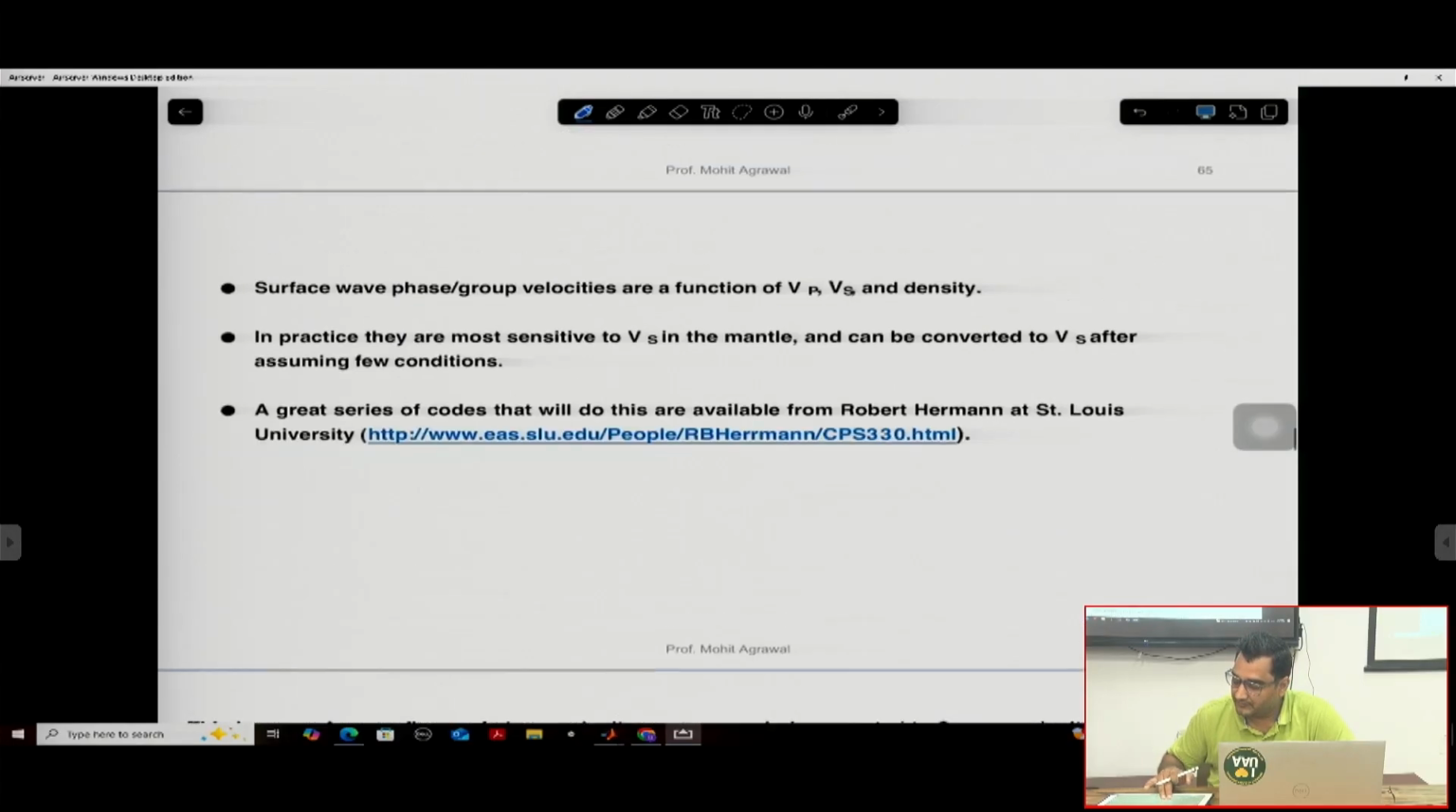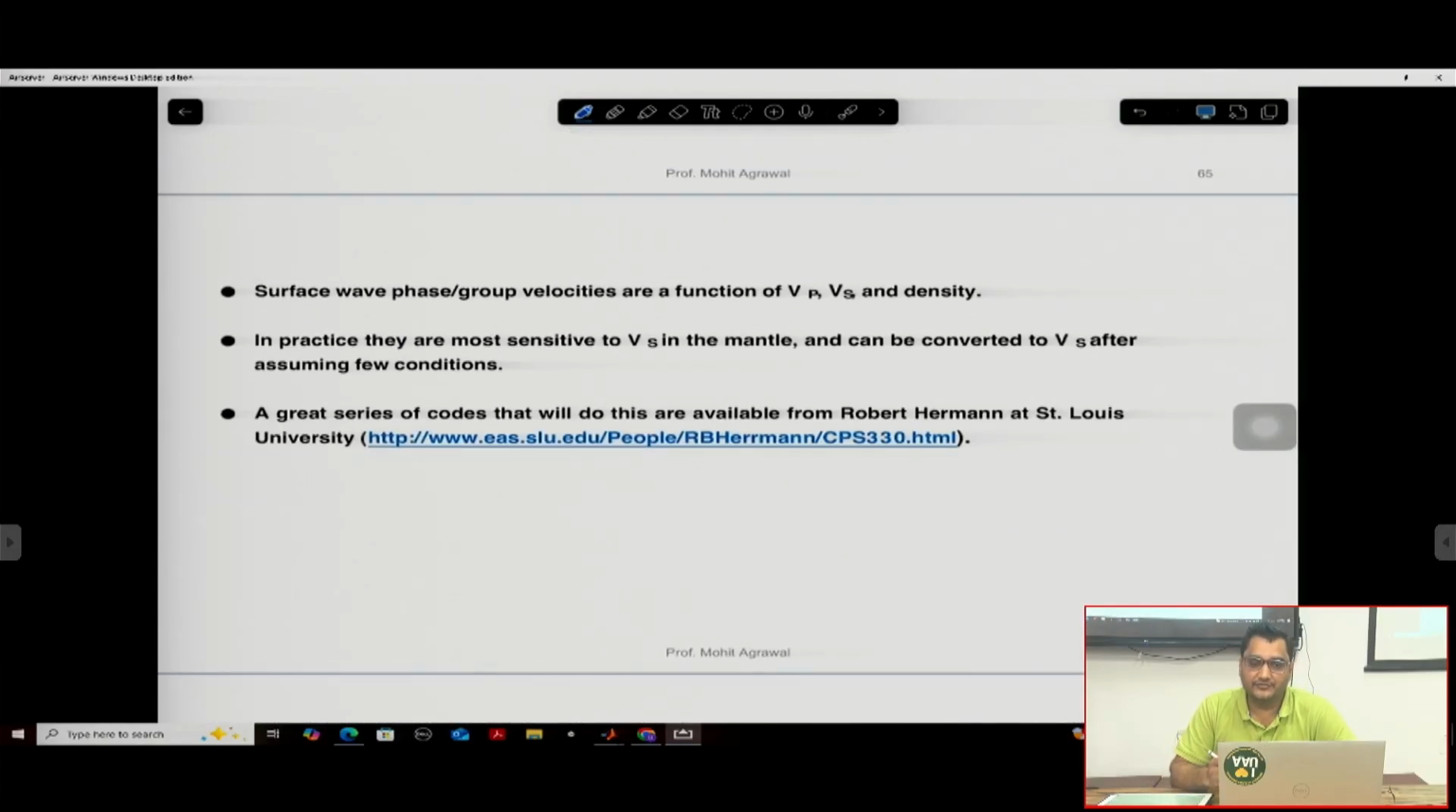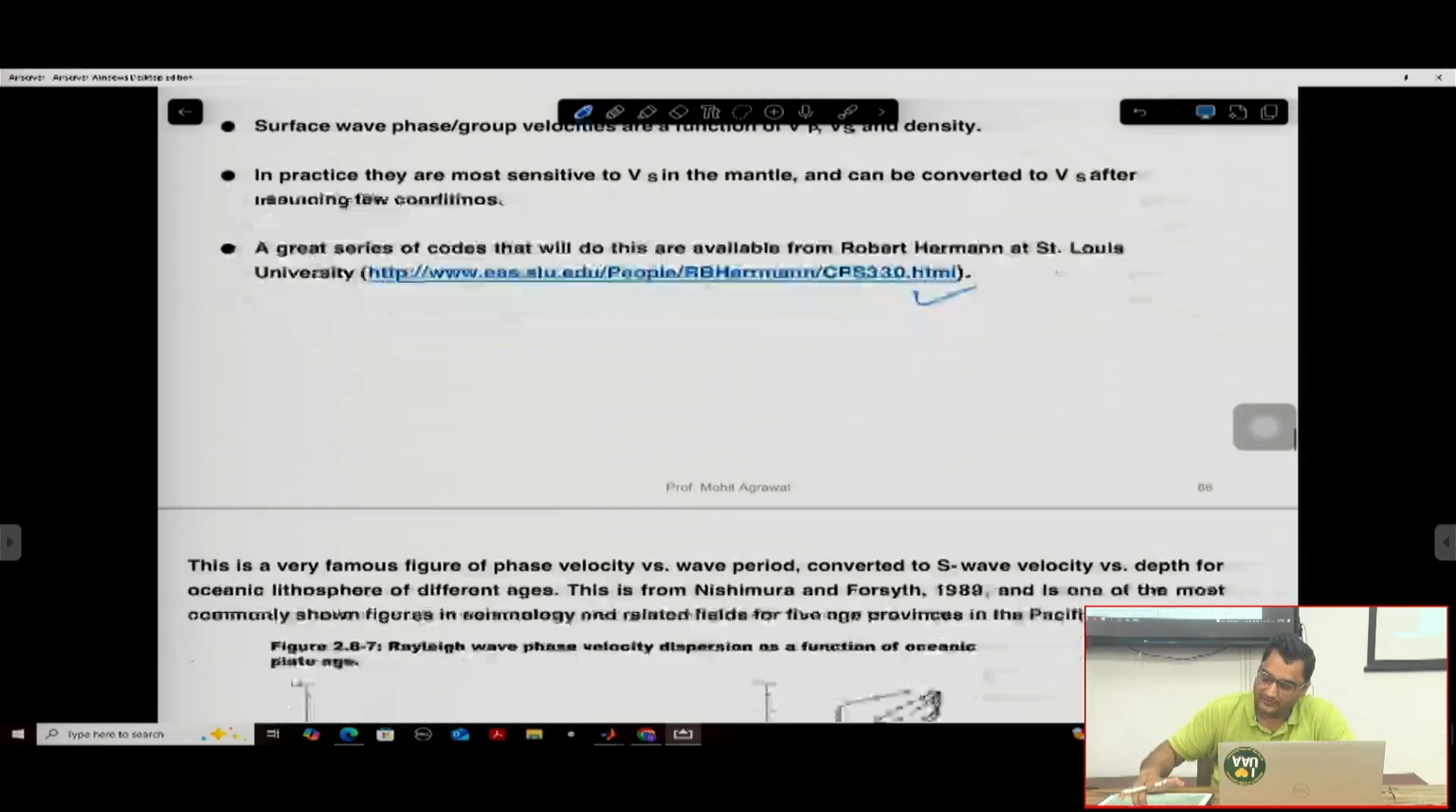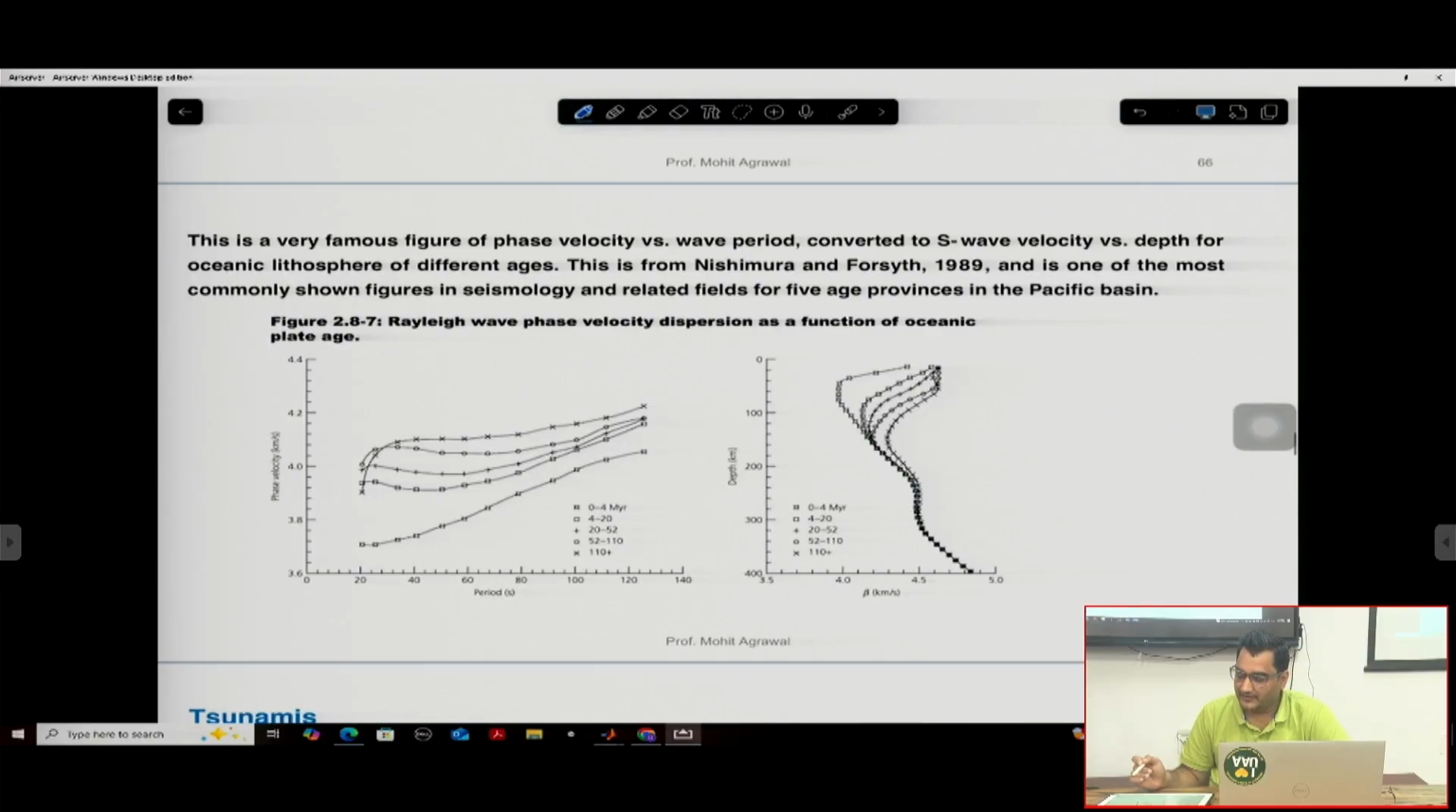Now, if suppose somebody is interested to model these dispersion curves, there is a great repository of codes available online. One I would like to mention is by Robert Bob Herman from St. Louis University. There is this code available which can be used to model your dispersion curves. Now look at this example.